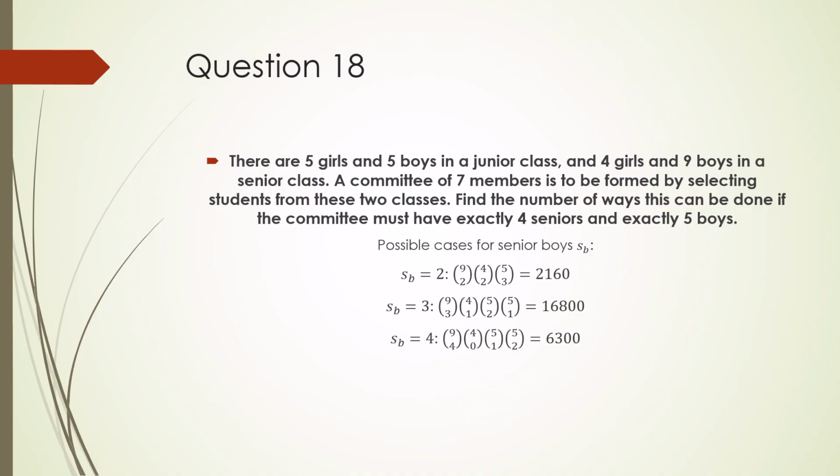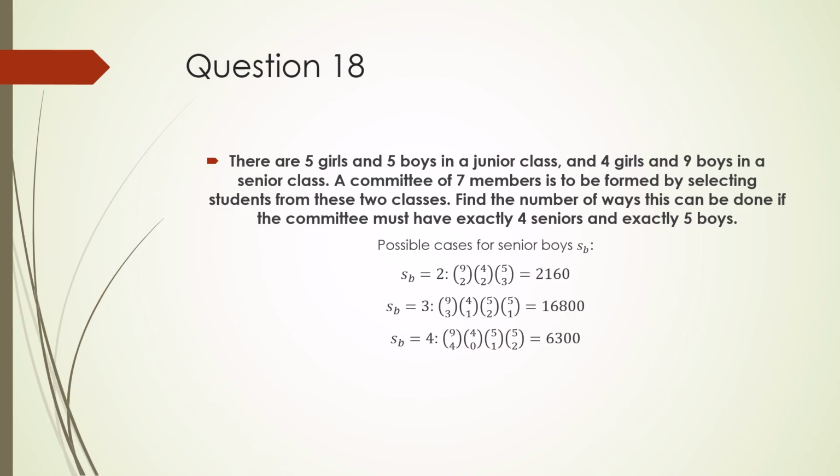Case 1 would be if we are selecting 2 senior boys. In this case, since we select 2 senior boys, we know that we will select 2 senior girls and 3 junior boys. The number of ways to select 2 senior boys will be 9 choose 2. The number of ways to select 2 senior girls will be 4 choose 2. And the number of ways to select 3 junior boys will be 5 choose 3. So the total number will be 36 times 6 times 10, which is 2160.